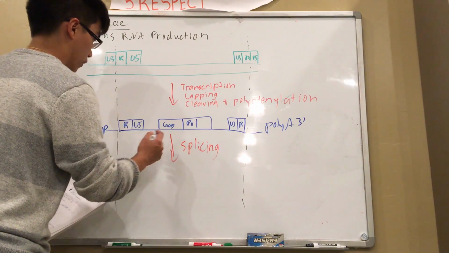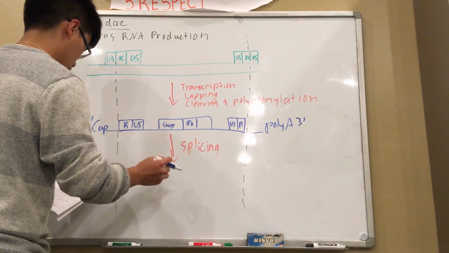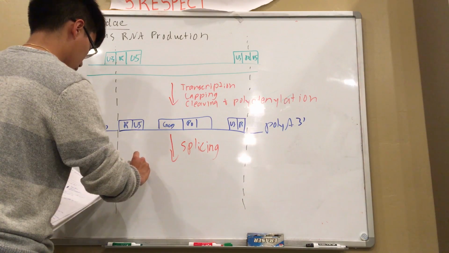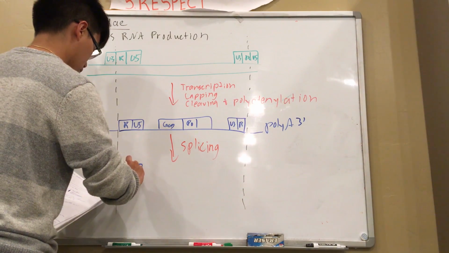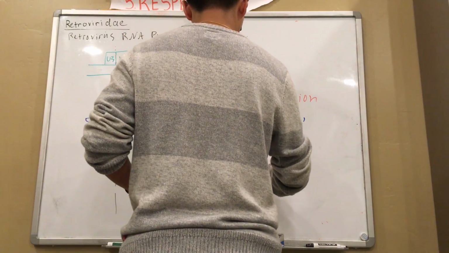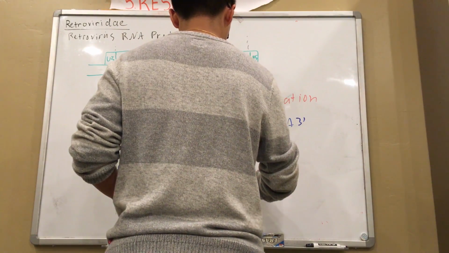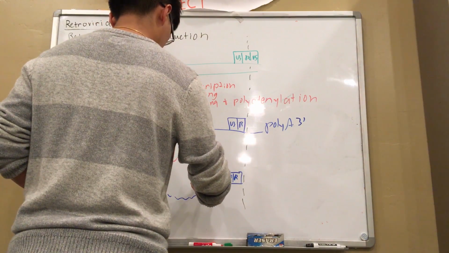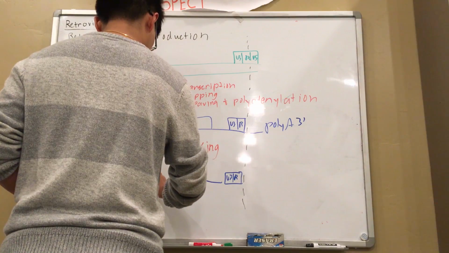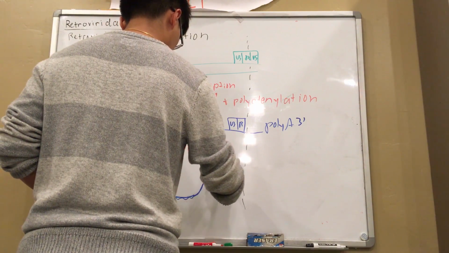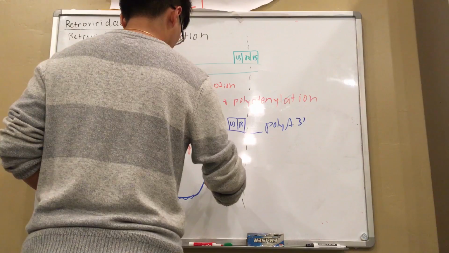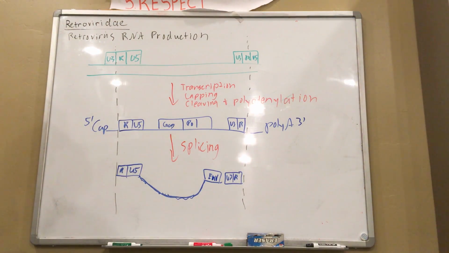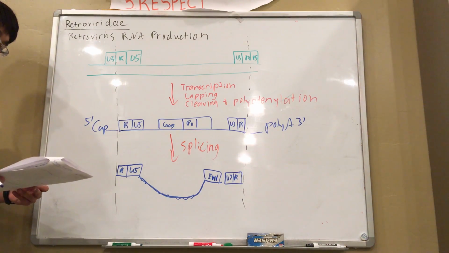And so let's say, for example, the virus wants to make its envelope proteins. In order to make the envelope protein, it needs to splice out the GAG-Pol stuff. So I'm not going to write this down, but here's some bullet points I'm going to read off.